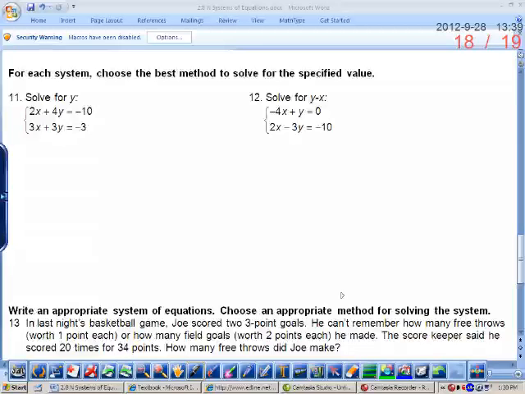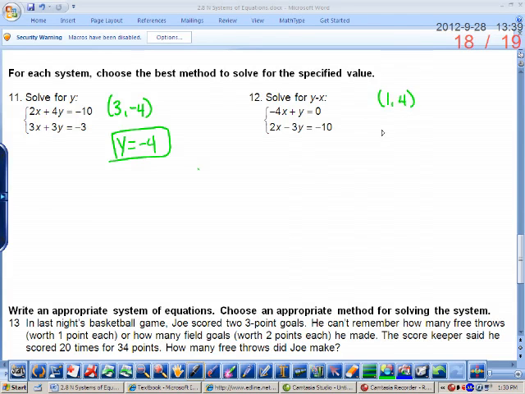Okay. On number 11, you should have gotten your solution point to be 3, -4, but specifically it asked you for y, so y equals -4. All right. On number 12, you should have gotten the solution point 1, 4, but it specifically asked you for y minus x, so you should have gotten 3.